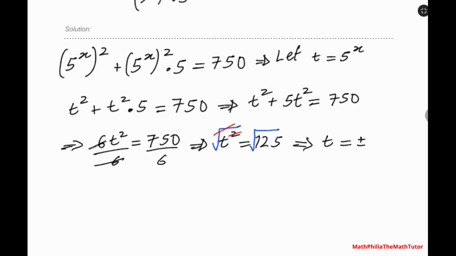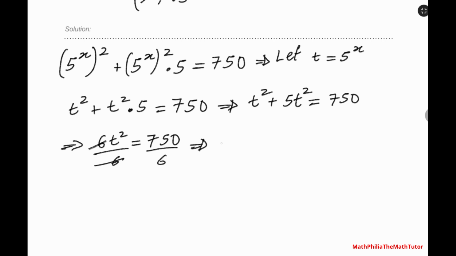The square root of 125 is what? It is 5 root 5, okay? If you don't know that, you can just use your calculator. Just type it there, the square root of 125 will give you plus or minus 5 square root 5. By the way, we don't need to find the value of t. Sorry, this was redundant. There's no need for this, because in the question we are asked to find x, not t.